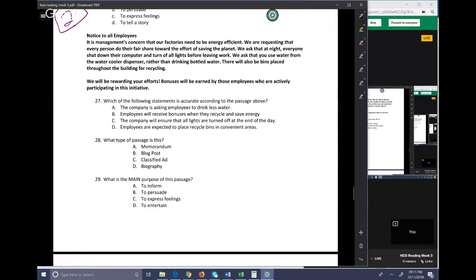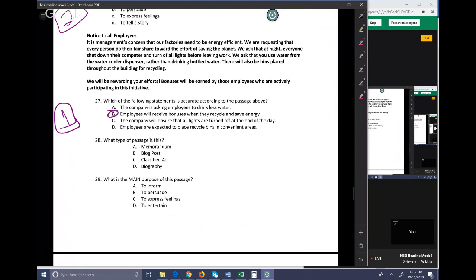So 27 came from reading 1, general understanding. What statement is accurate? They're not asking you what they did or did not state specifically. They're not asking you to derive a detail. They're asking you what would be accurate. So if I state what they stated in A, would that be accurate based on the memo, and so on. The one that is accurate is B.